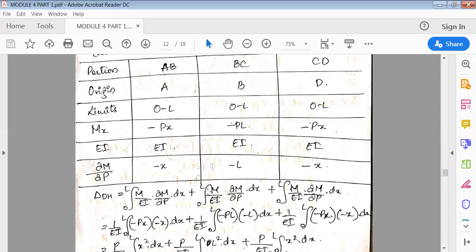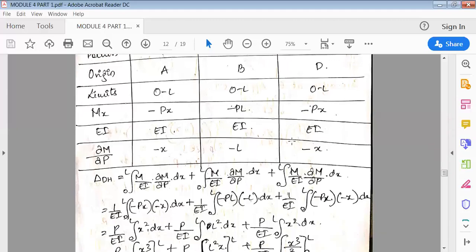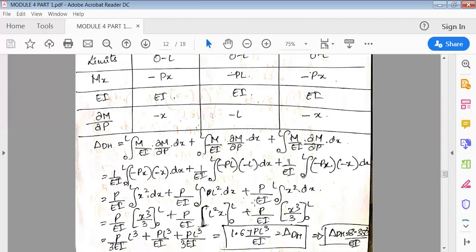Again, the second quantity, integral from 0 to L of M over EI into ∂M by ∂P into dx, and again the third, 0 to L of M over EI into ∂M by ∂P into dx. So for all three portions, now we'll choose. 1 over EI, I'll take it common. M is first P minus P into x, into minus x into dx. Similarly, next minus P into L, into minus L. Third, minus P into x, into minus x.